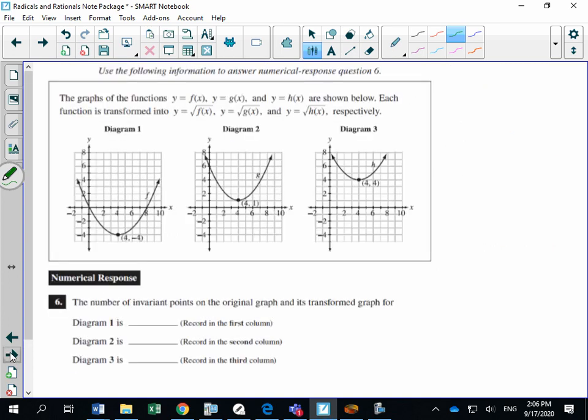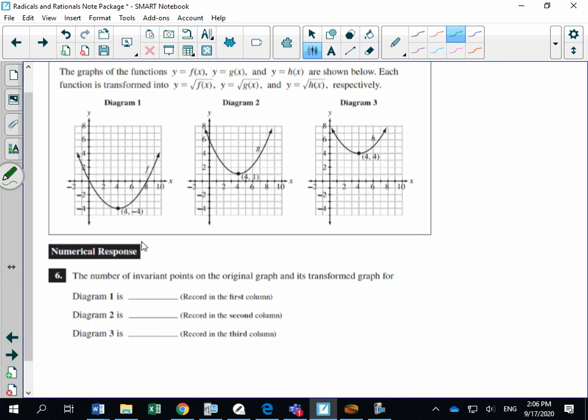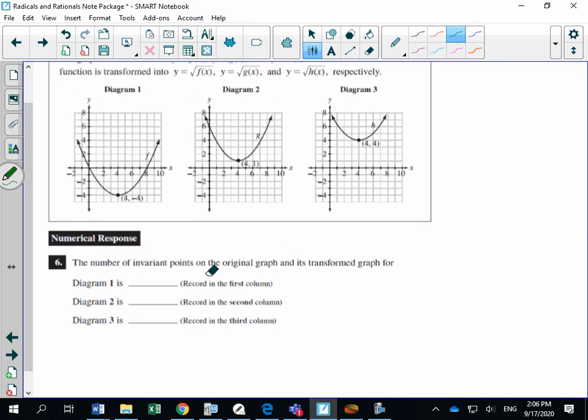Going to this question here. So here's the graph of 3 functions. They call this one f of x, this one's g of x, and this one is h of x, right? And then it says each of these functions below are going to be transformed into radicals. So they're going to take f of x, put it underneath a radical sign, g of x, put it underneath a radical sign, h of x, put it underneath a radical sign. What it's asking for is the number of invariant points on the original graph and its transform graph.